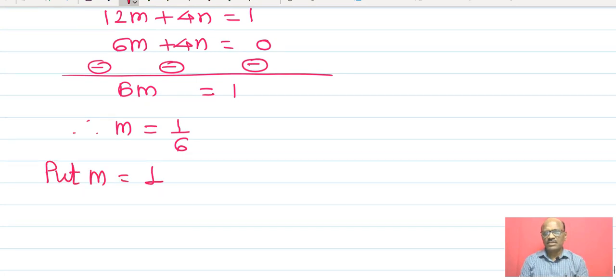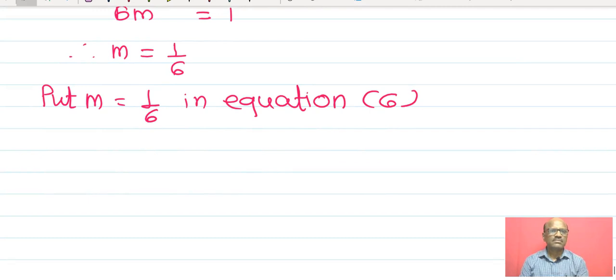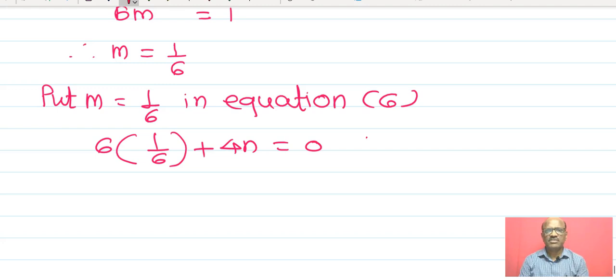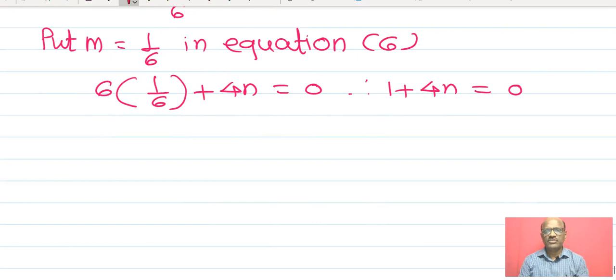Put m is equals to 1 upon 6 in equation. Therefore, 6 in bracket 1 upon 6 plus 4n is equals to 0. 1 plus 4n is equals to 0. And that's why 4n is equals to minus 1. And therefore, n is equals to minus 1 by 4.